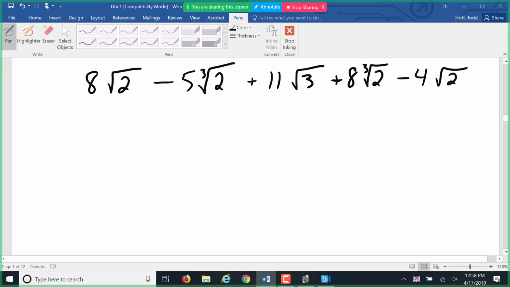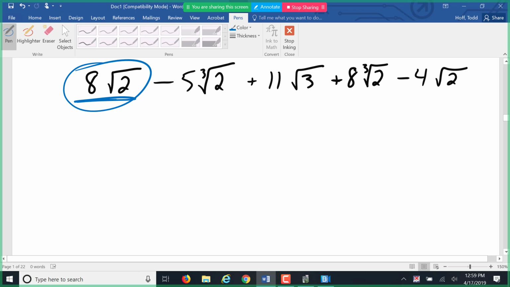If I wanted to combine this or simplify this, it's kind of a mess. We'll start on the left here. Is there anything I can combine with the 8 times the square root of 2? Can I combine it with this? No, why not? Yeah, it's a third root, not a square root. Can't do it. How about this one?